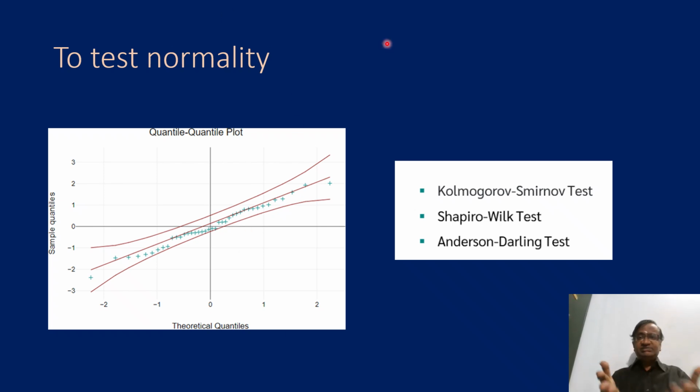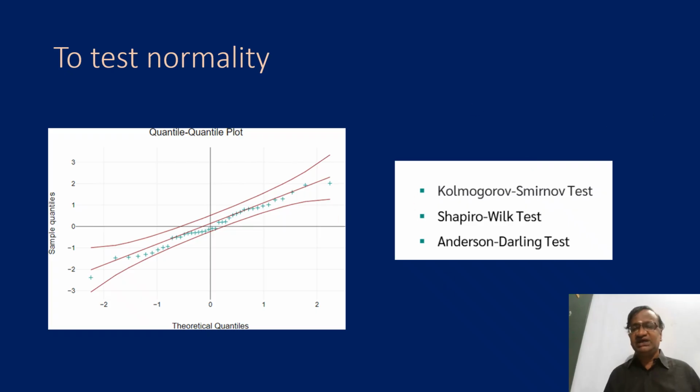What to do? Is it a normal distribution or not? Then we can do a QQ plot. Now you see minus 2 standard deviation, everything is there within this. But here you can see minus 1 to plus 3. Here in this you can see plus 1 to minus 3 standard deviation. So then it becomes not much correct for parametric.